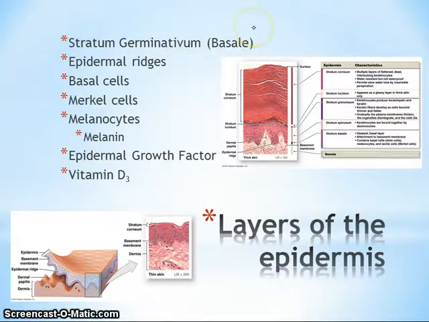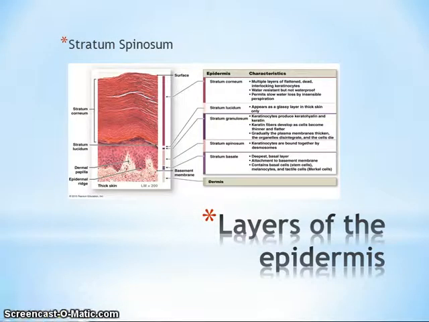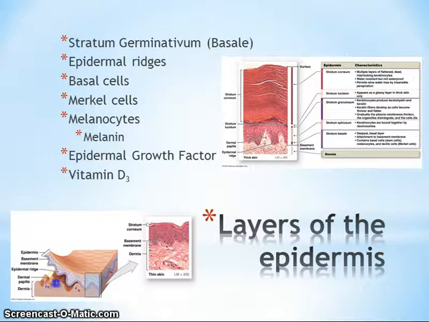Now, when I think of germinativum, I think of germinate. To germinate means to grow. Well, if we have stem cells here, those stem cells are going to undergo frequent mitosis. It is said that new cells will push outward from the stratum germinativum in a period of 15 to 30 days. This layer also forms the epidermal ridges. You see all of these papilla located here, these bumps and ridges.